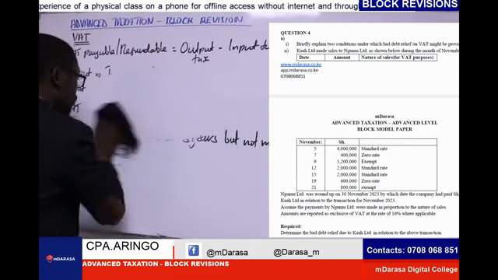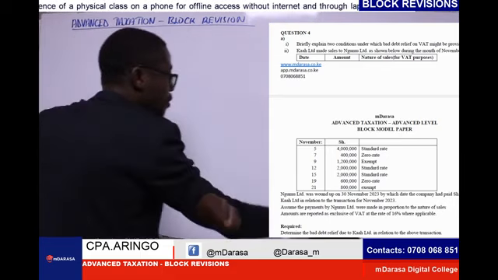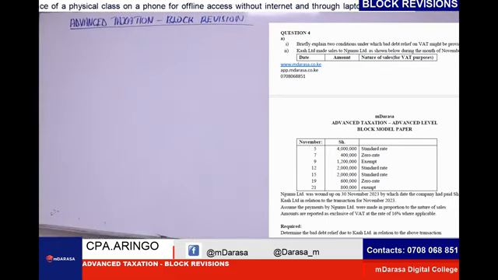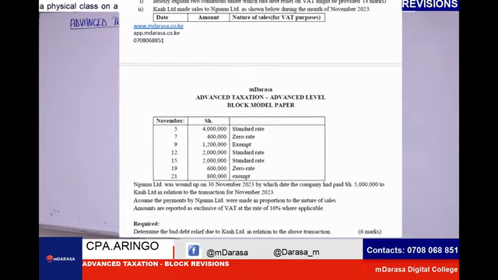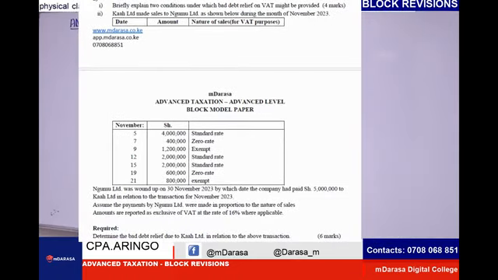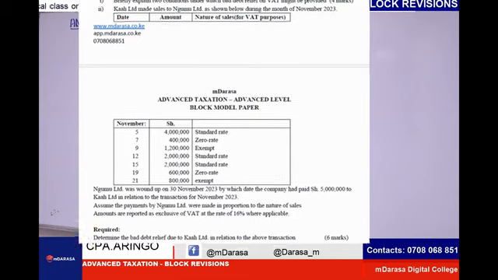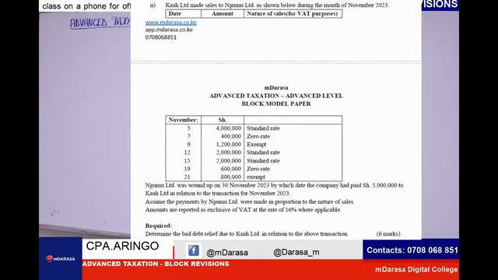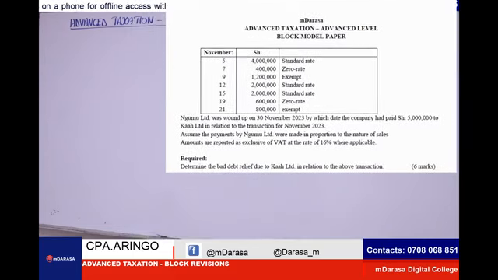After talking of that, we go to part B of the question. See what you are asked. Car Limited made sales to Ngumu Limited, as shown below, during the month of November 2023. We are given the details below, where we have date, amount, and nature of sales for VAT. These are the details given.